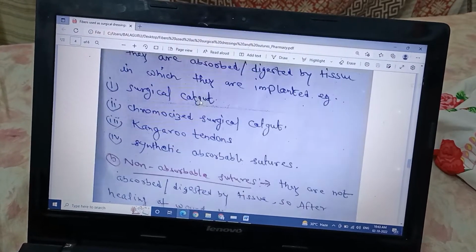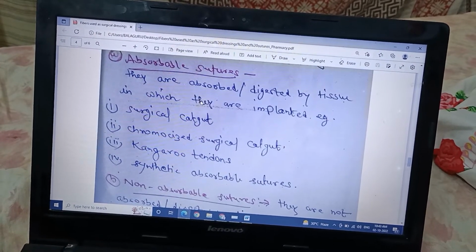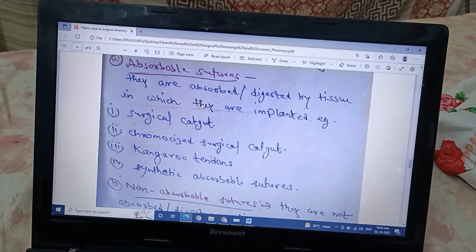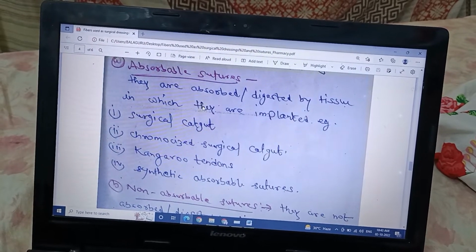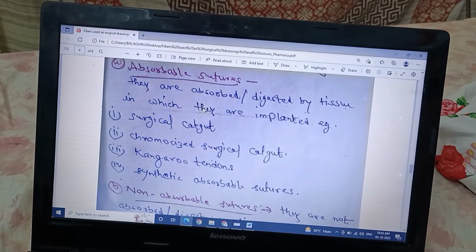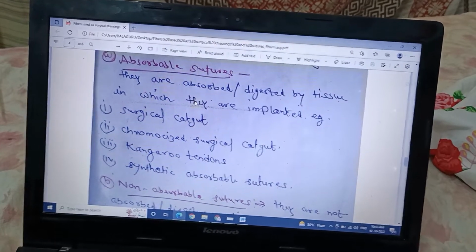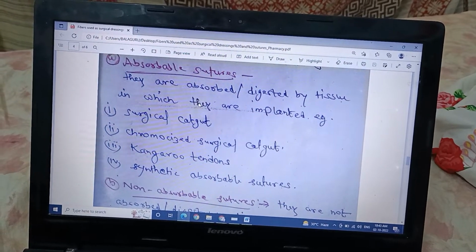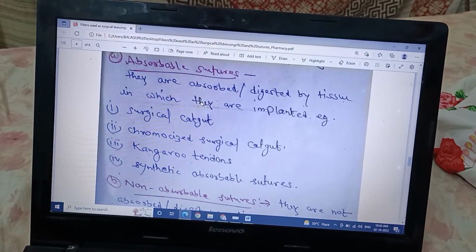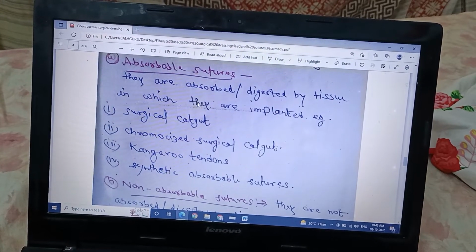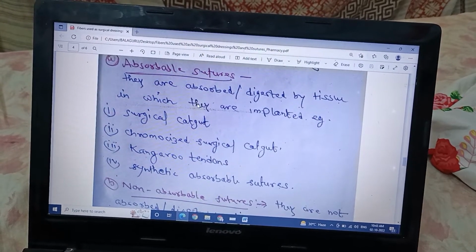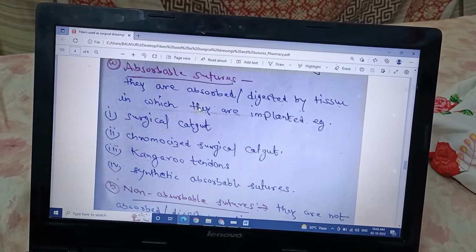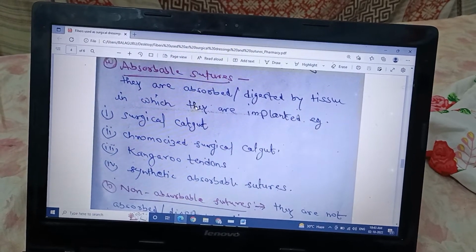So what is an absorbable suture? They are absorbed or digested by the tissue in which they are implanted. The absorbable suture can be absorbed on its own by the tissues present at the wound. The examples are surgical catgut, chromicized surgical catgut, kangaroo tendons, and synthetic absorbable sutures.